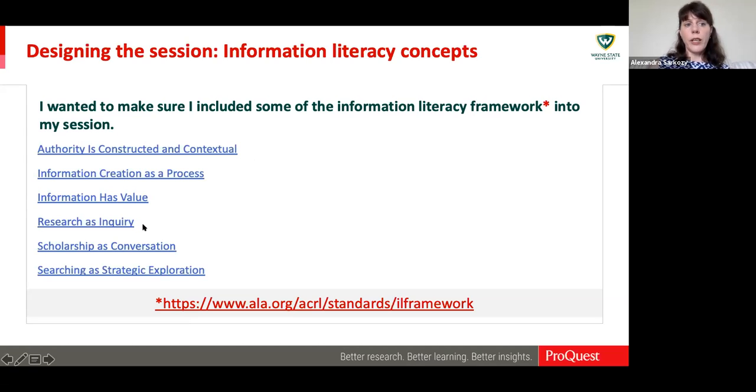Research is inquiry. There's a lot of choices and a lot of things that we don't know about the outcome of the research that we're going to do. We put some texts in and we're not sure what's going to come out at the other side of the algorithm.